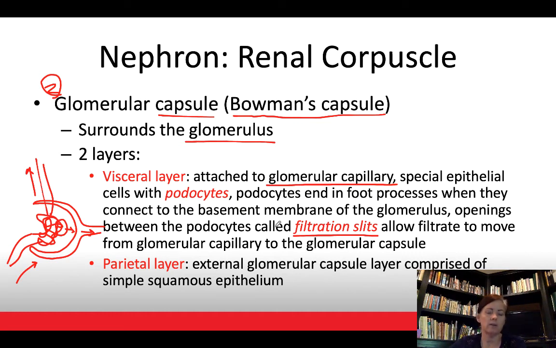The second layer of Bowman's capsule is the parietal layer. The parietal layer is comprised of simple squamous epithelium, and it's basically lining the internal edge of the glomerular capsule there. So the parietal layer is going to be through here. The visceral layer is actually going to be right on top of the capillary itself.